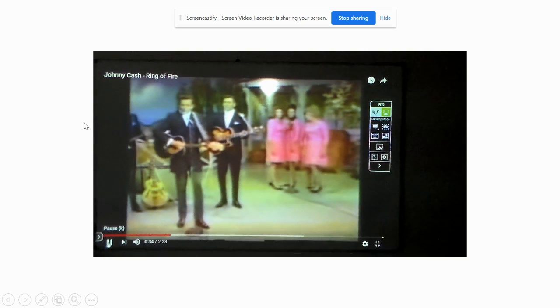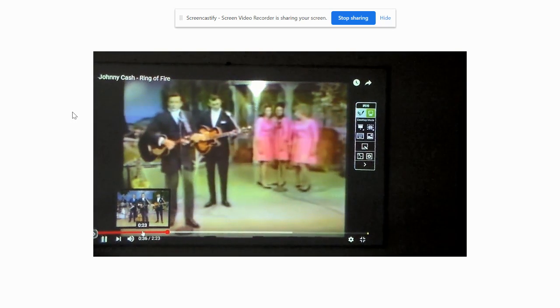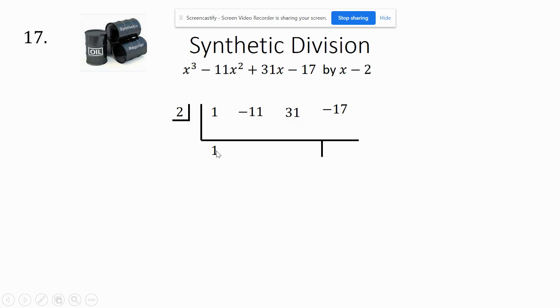Down, down, and down, down, down. Got a little help from Johnny Cash. You just bring the number straight down. Bring it down, down, down, like a burning ring of fire, except it's a 1.